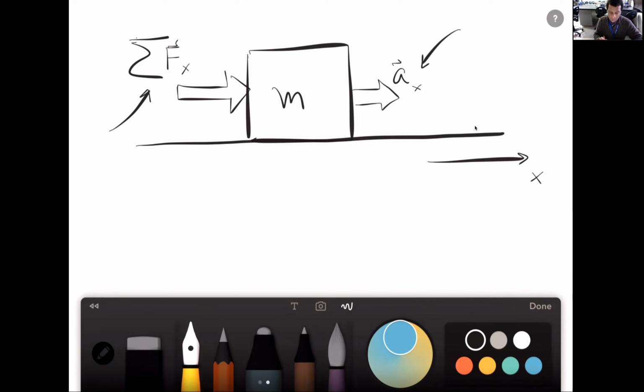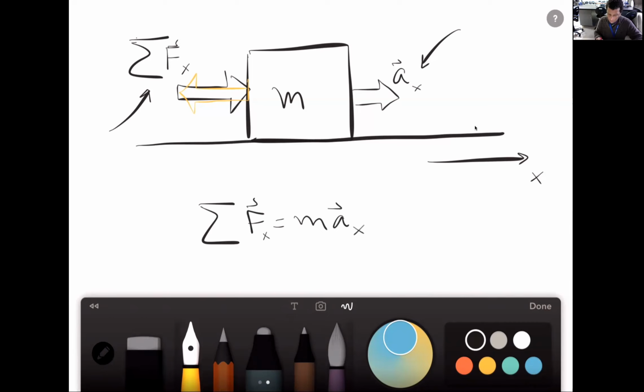All right, so of course this will act back on, we have Newton's third law. It's going to act back on the thing that's pushing it. It could be your hand. So let's start there. So you've seen this before. This is just mass times acceleration. Okay.